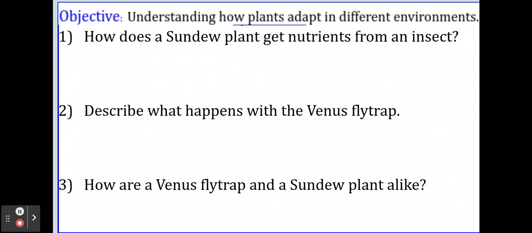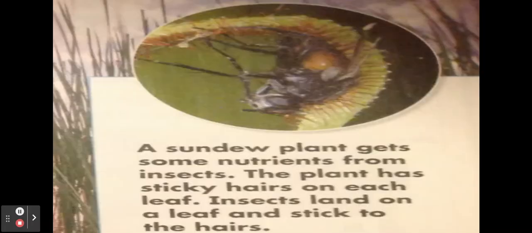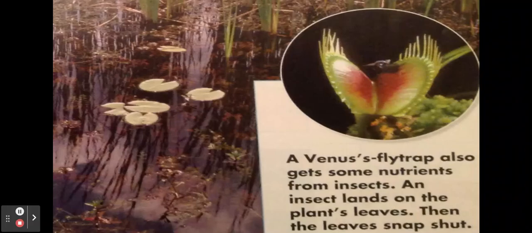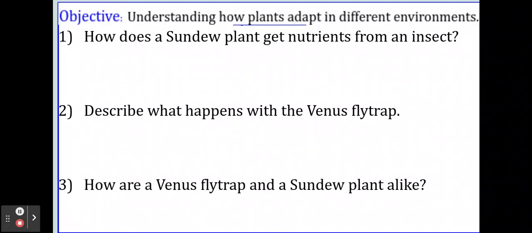How does a sundew plant get nutrients from an insect? Let's go back and find out. Okay, so the plant has sticky hairs on each leaf. Insects land on a leaf and stick to the hairs. So the insects land to try to get the nectar, and it's so sticky they get stuck there. And the sundew gets the nutrients from the insect. Describe what happens with the Venus flytrap. An insect lands in the plant's leaves. Then the leaves snap shut.